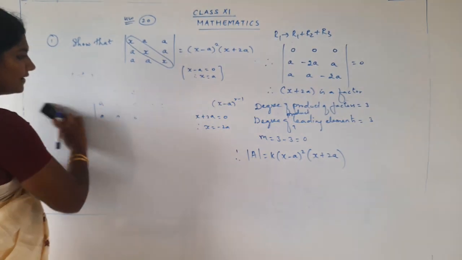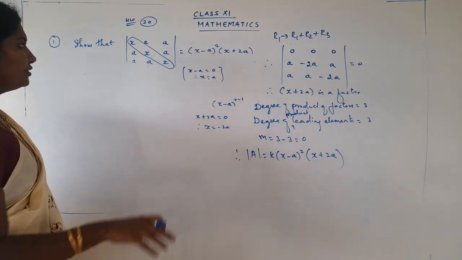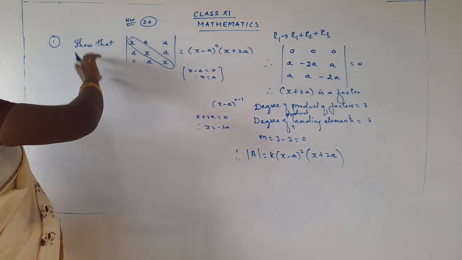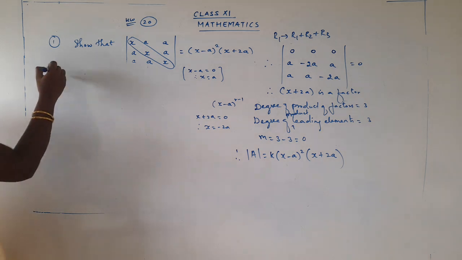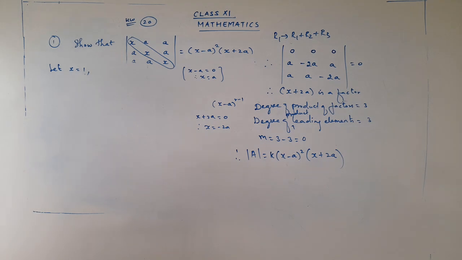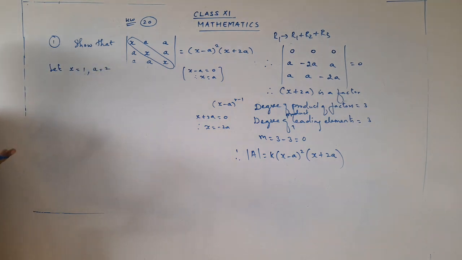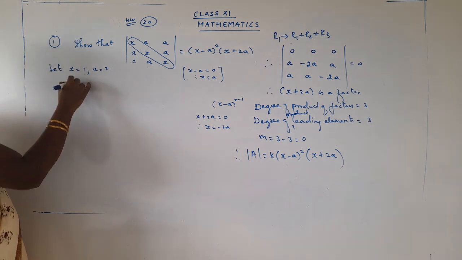So now I have to find out the value for k. So what I am going to do is, here I will take the original determinant now. I will take value for x and I will take value for a. So take down value for x is 1. This is our assumption, okay? That x is equal to 1 and a is equal to 2. I have taken the value for x as 1 and a as 2. It's our assumption. You can change the values also. But don't take very big values. Just try to take small values.